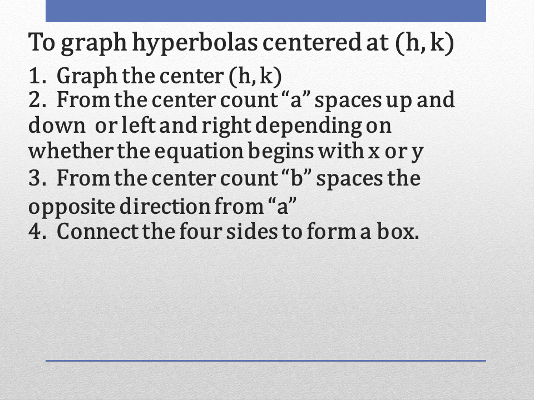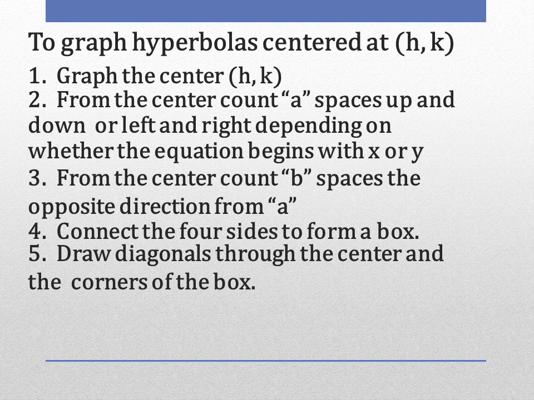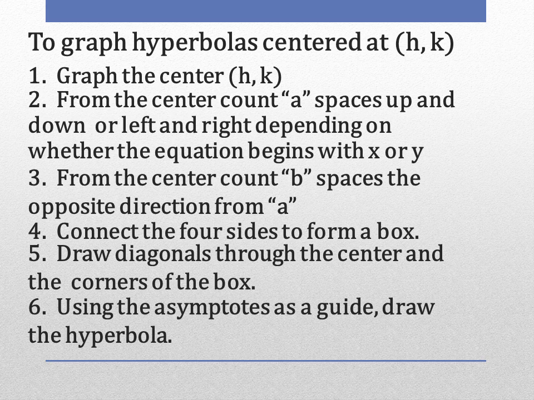Number 4, we will connect the 4 sides to form a box. You will draw your asymptotes by drawing a diagonal through the center and the corners of the box. And then the last, using the asymptotes as a guide, you're going to draw the hyperbola.